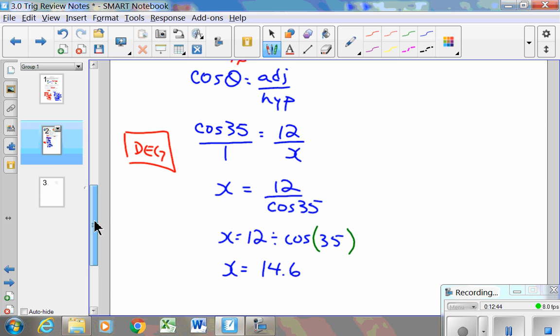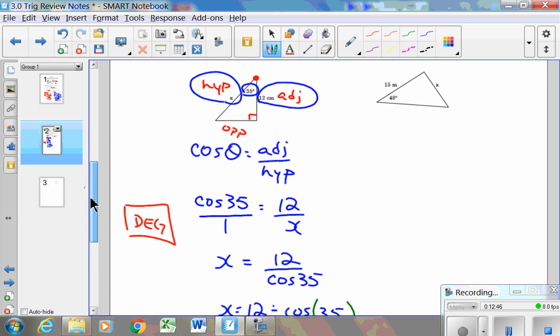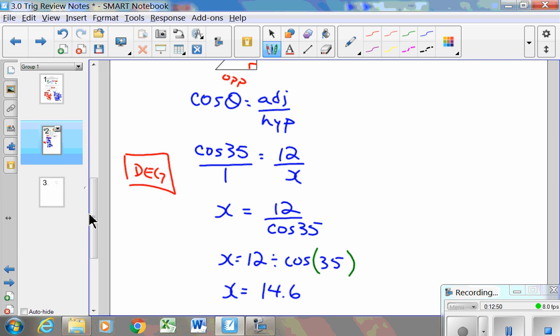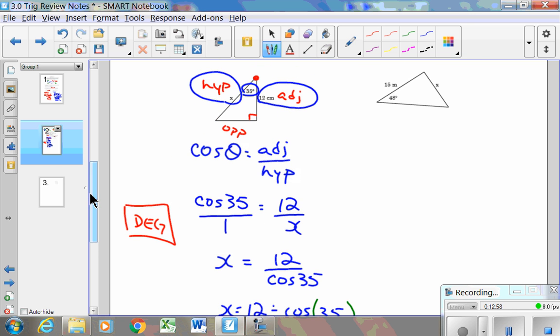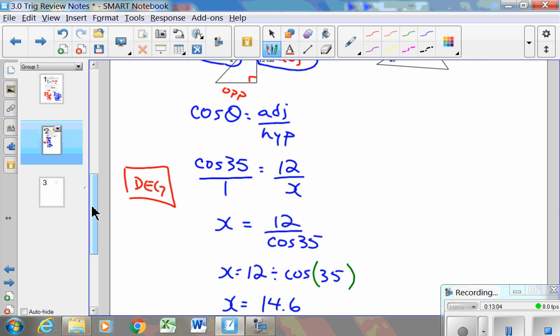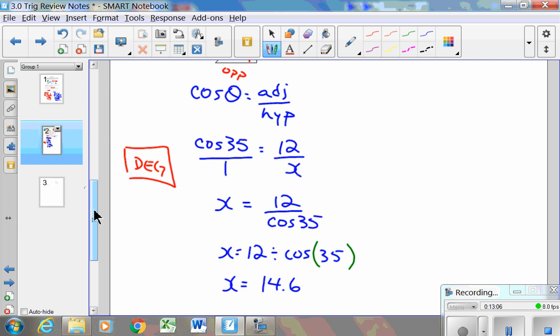So look at the question that we had. We were solving for the hypotenuse. 14.6 is a reasonable answer for the hypotenuse because it's longer than the side of 12. The hypotenuse has to be longer than the other sides, so it makes sense that it's bigger than 12 centimeters. So again, reviewing this, we had adjacent and hypotenuse, which told us the cosine ratio. We write the ratio, we put the numbers in, we can cross multiply, we can solve. x equals 14.6.